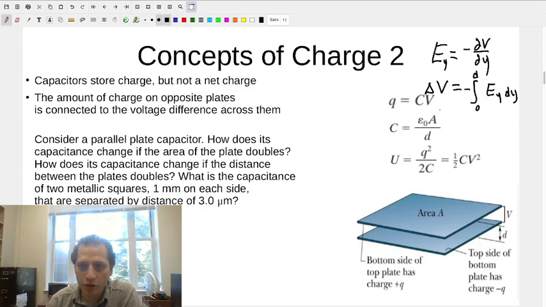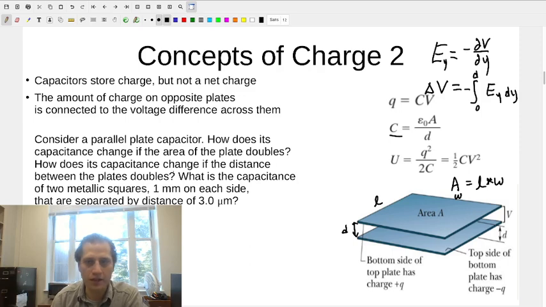But for now, what we need to realize is that the area is up here in the numerator, and the distance between the plates, so that's d, is in the denominator. The area, if this was just length times width, would be length times width. So here it says, consider a parallel plate capacitor. How does its capacitance, that's C, change if the distance between the plates doubles? Well, if the distance between the plates doubles, you get a factor of 2.